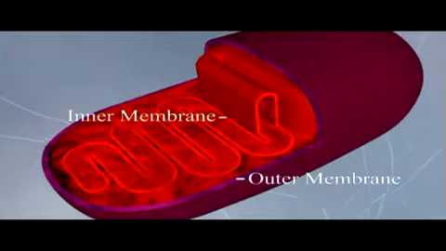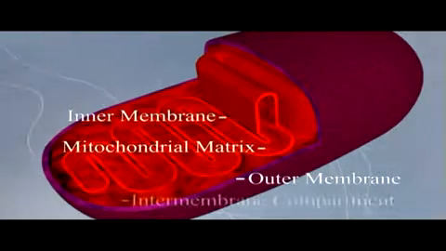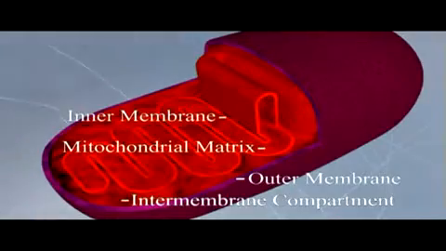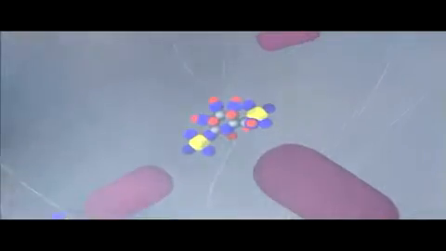Mitochondria have two membranes, producing two compartments. An inner compartment, enclosed by the inner membrane and containing the mitochondrial matrix, and an intermembrane compartment between the inner and outer membranes. The first step of cellular respiration is glycolysis, which we looked at earlier.